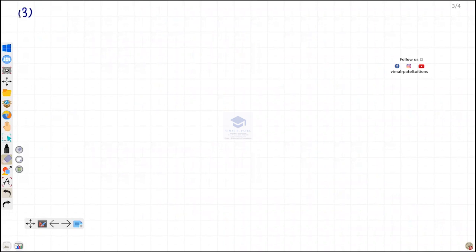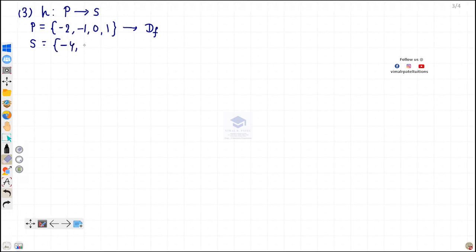Then H is a function from P to S, where P is minus 2, minus 1, 0, and 1. So this is your domain. Your S is minus 4, minus 3, minus 2, and minus 1. This is called codomain.